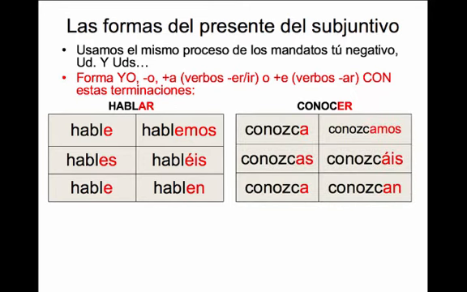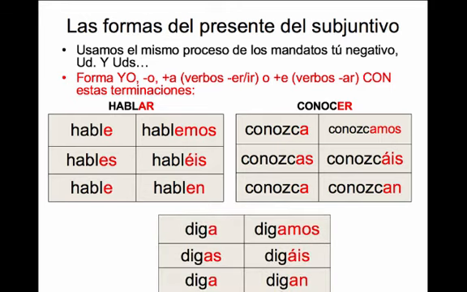Now remember, the yo form is conozco, so we have that little stem that's a little bit different here, but again, because conocer is an ER verb, the ending is going to be A on all of those. That's the common denominator. For the verb decir, the yo form is digo, so that will be our stem, dig, and then the endings are just like an ER verb, all of the A: a, as, a, amos, áis, an. So there you have it for most verbs.